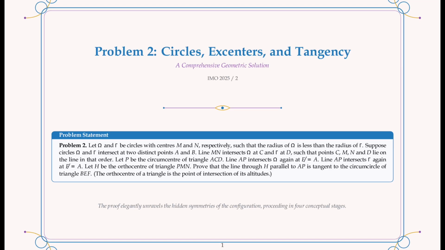Page 1, Title and Problem Statement. Welcome to the solution for Problem 2, Circles, Excenters, and Tangency. Let's begin by reading the problem statement.